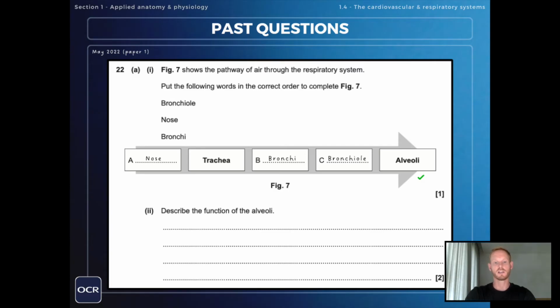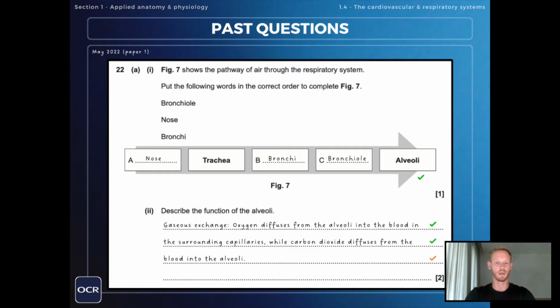For the second part of this question, you need to describe the function of the alveoli, which is to allow gaseous exchange to occur. Oxygen diffuses from the alveoli into the blood in the surrounding capillaries, while carbon dioxide diffuses from the blood into the alveoli. For this one, you would gain a mark for simply stating that gaseous exchange is the function of the alveoli, as well as mentioning what happens to oxygen and carbon dioxide.